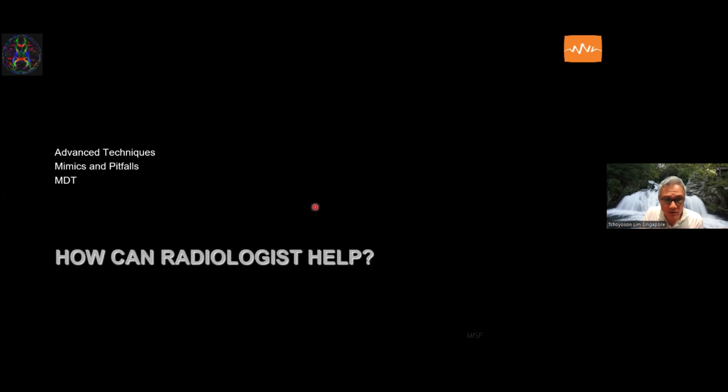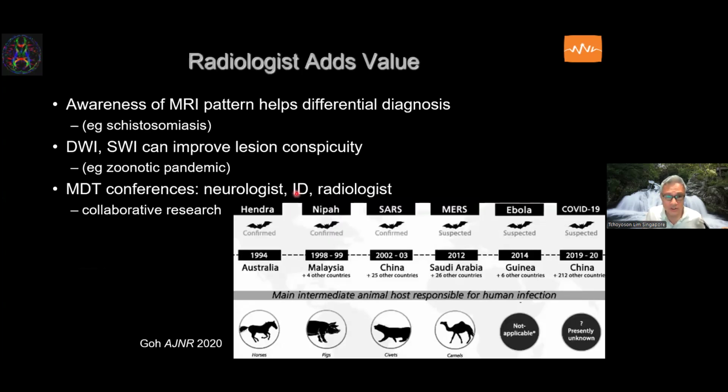So let's talk about how radiologists can help and what we can do in an infectious disease outbreak, specifically focusing on zoonotic viruses. Radiologists should be aware of the typical MRI patterns and the differential diagnosis. We saw herpes simplex, schistosomiasis, neurocysticercosis, etc. We saw how diffusion weighted MR image, and to a lesser extent, SWI during the COVID-19 pandemic has allowed us to see tiny lesions very clearly. And of course, we can do collaborative research.